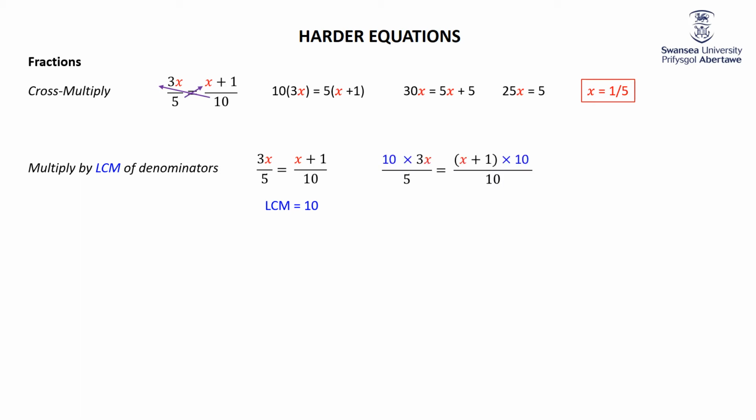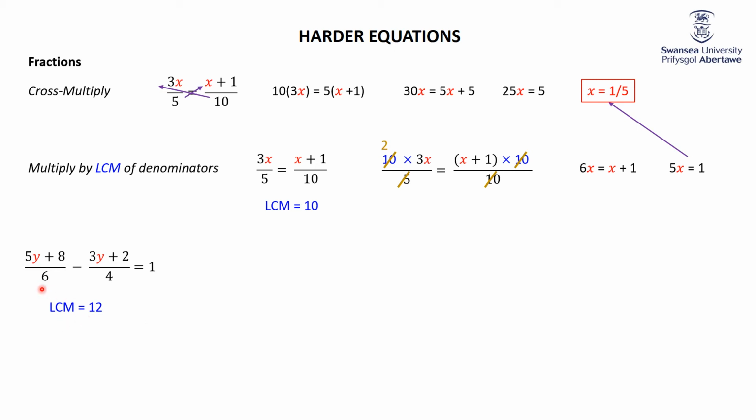10, I get this. 10 times 3x over 5 equals x plus 1 times 10 over 10. At this point, you can cancel out, in this case, those two 10s there, so we're just left with x plus 1. And we can cancel out the 10 and the 5, leaving just 2 behind there. So this gives us 6x equals x plus 1, so 5x equals 1, which gets us, fortunately, to the same answer. Let's do that with a slightly nastier expression right here.